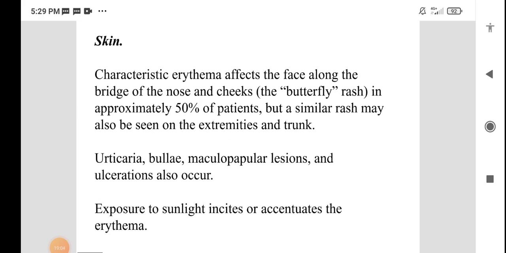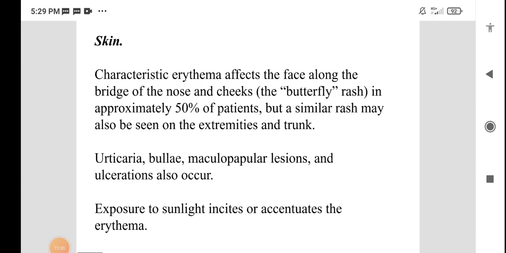Skin. Characteristic erythema affects the face along the bridge of the nose and cheeks. The butterfly rash: once you see such a butterfly rash on the face of a patient in your OPD, immediately you can think of SLE and do an antibody test, serum antibodies. So this is a very helpful sign that a clinician can appreciate in patients.